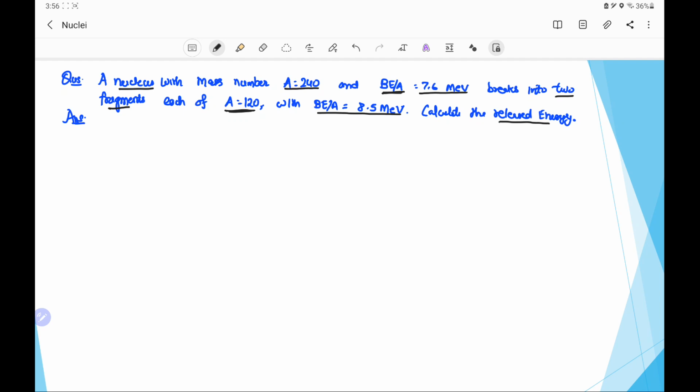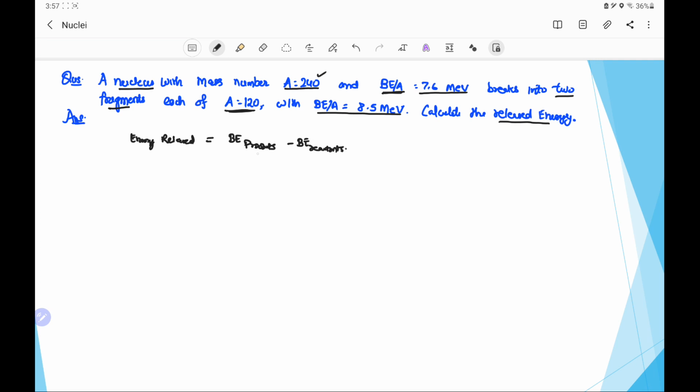The heavy nucleus is unstable. It has lesser binding energy per nucleon, and after the fission, it breaks into two lighter nuclei which have higher binding energy per nucleon. So we can say that the energy released will be equal to the binding energy of the products minus the binding energy of the reactants.